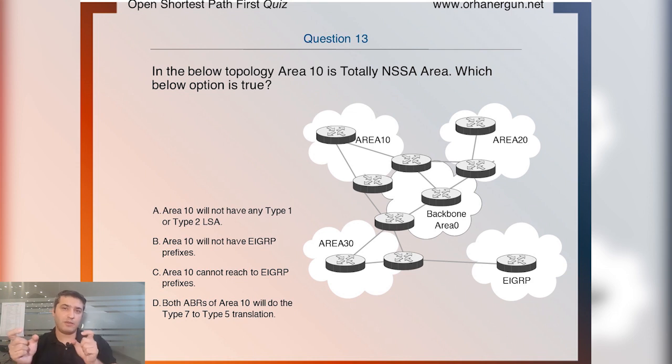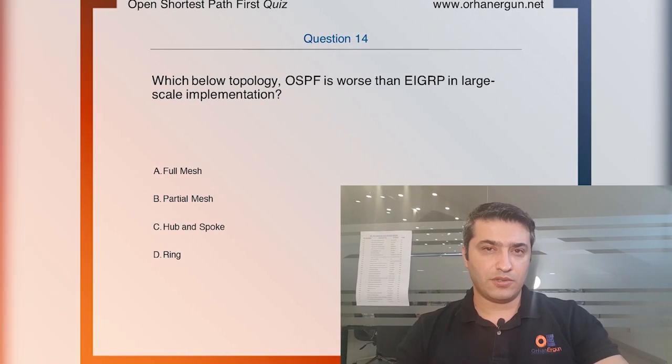So we have two ABRs, they will do the election. Who will do the translation? Whoever has the lowest router ID will do the translation and send it 7 to 5, so a type 5 LSA, into the network, okay? Just one router will send, not both of them. That's why D is wrong as well. Answer is B.